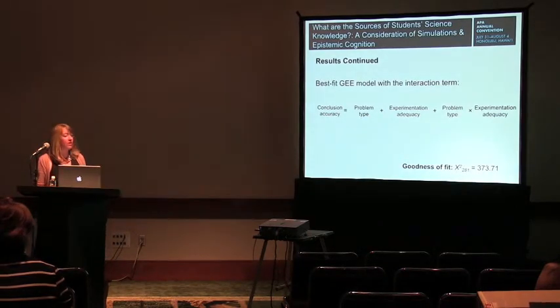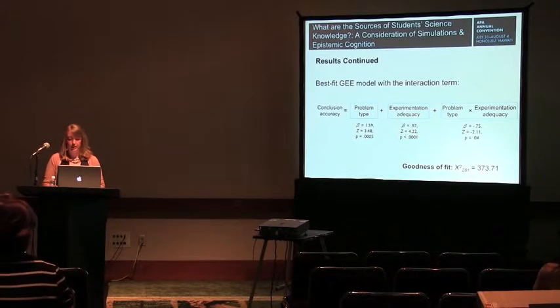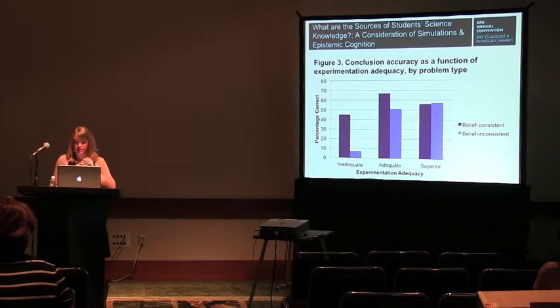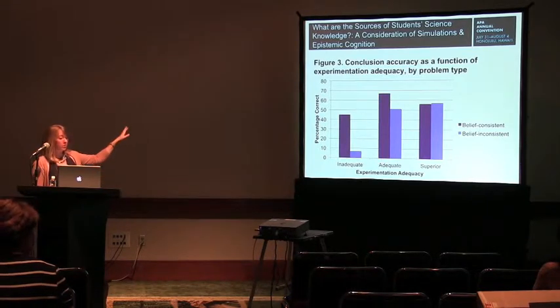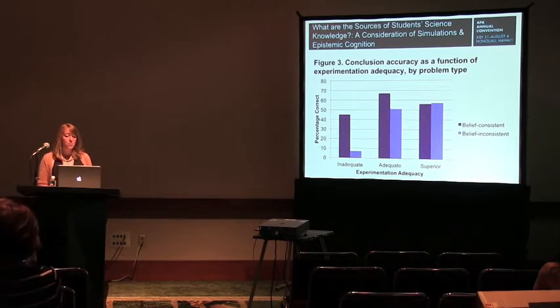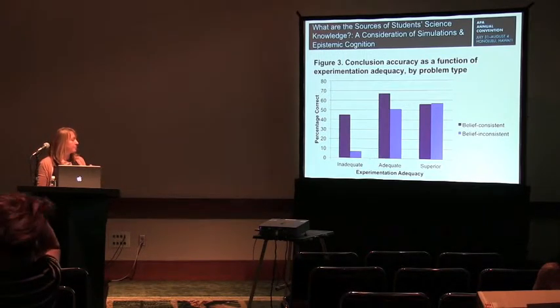The best fit model that we ran then included the interaction term between the two significant predictors, problem type and experimentation adequacy. All three were significant predictors. And so we'll look now at what this interaction term actually shows us. On the y-axis, again, we've got percentage correct now. I'm not sure why I switched from proportion to percentage. Then we've got their experimentation adequacy, inadequate, adequate, superior, and the two problem types. Belief consistent is the darker color, belief inconsistent is the lighter color.